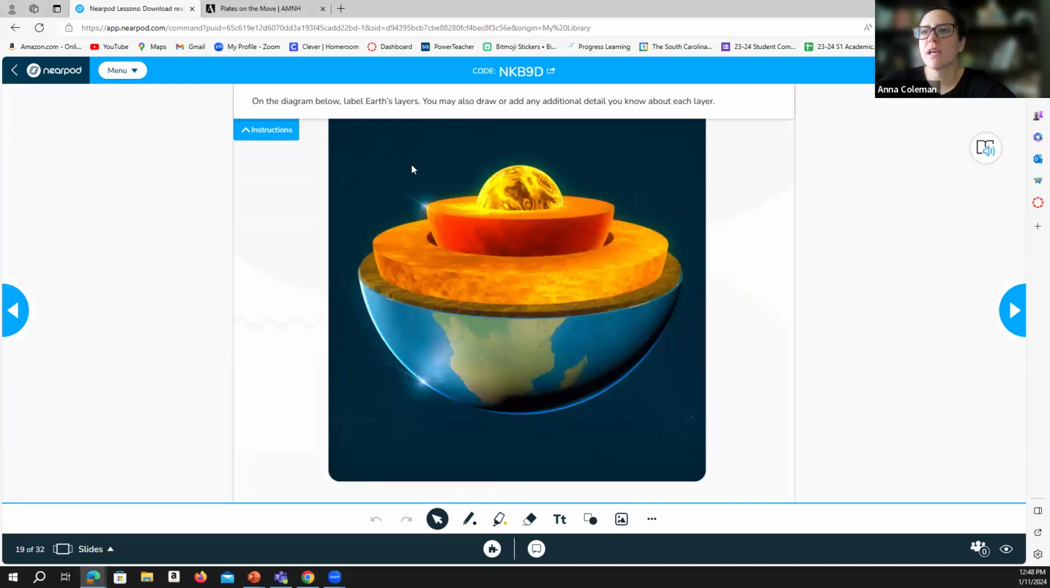All right, so you can see on this diagram, based on what you just watched, I want you to label the Earth layers. You also may draw or add any additional detail you know about each layer. I'm going to give you guys a couple of minutes to do so. So based on what you just watched, what are the layers?